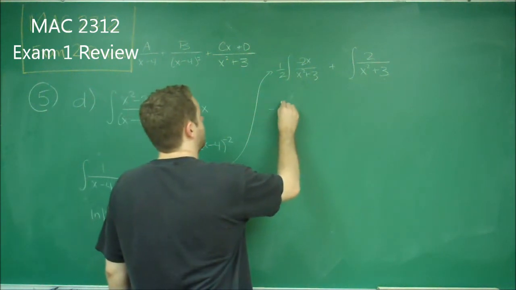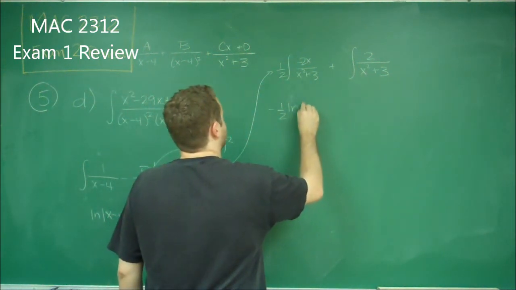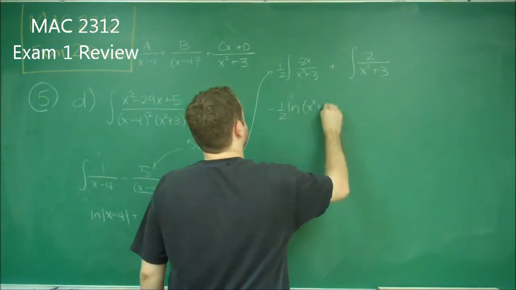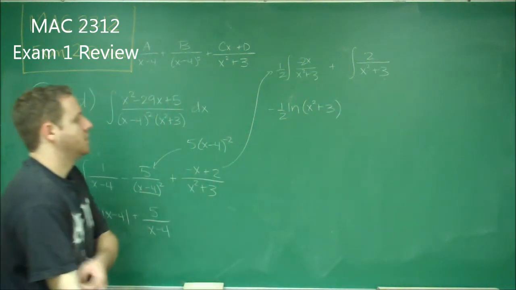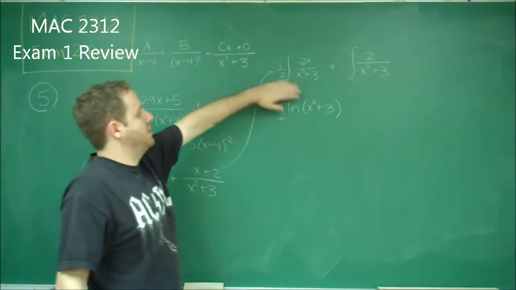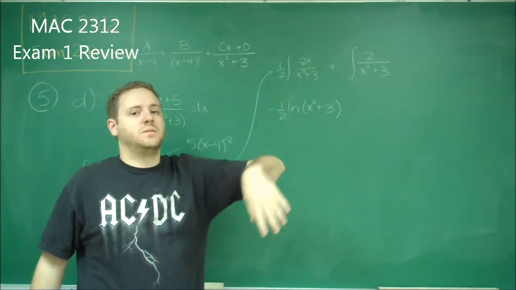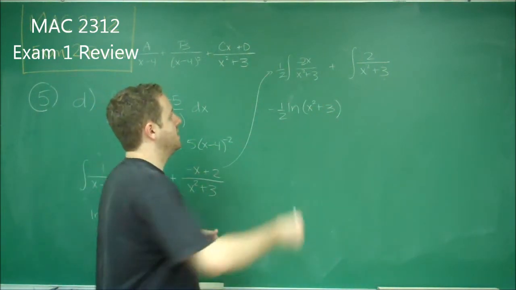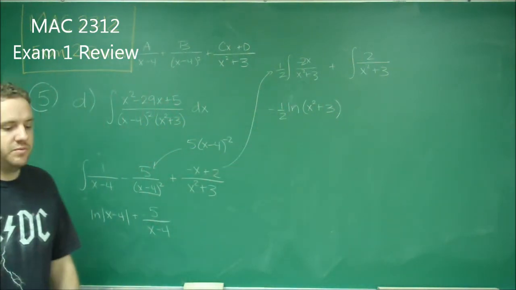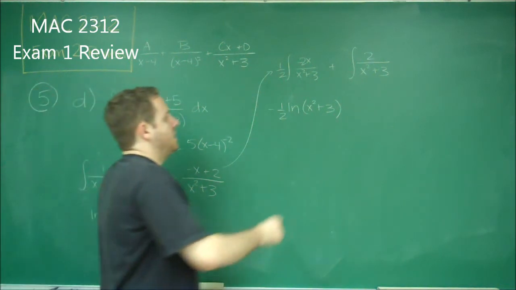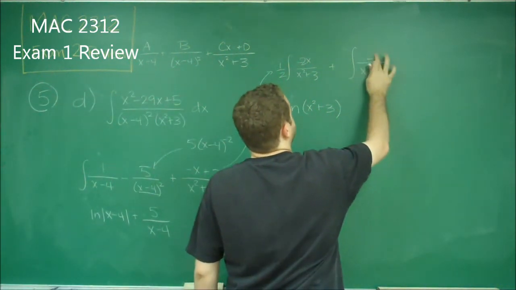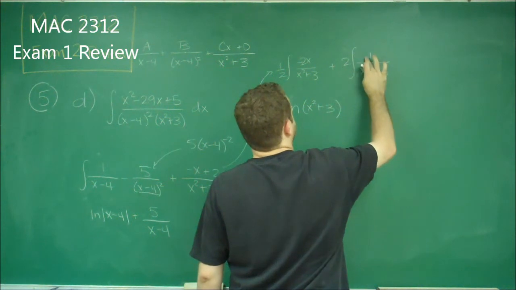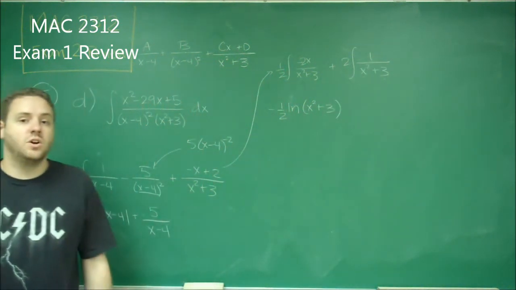This is going to be negative 1/2 ln of x squared plus 3. So we got 1/2 in front. And when the top's exactly the derivative of the bottom, you know it's just ln. We had a negative sign put in front. Here, the 2 can be in front, and I can just make the top 1, and that's just arctan.